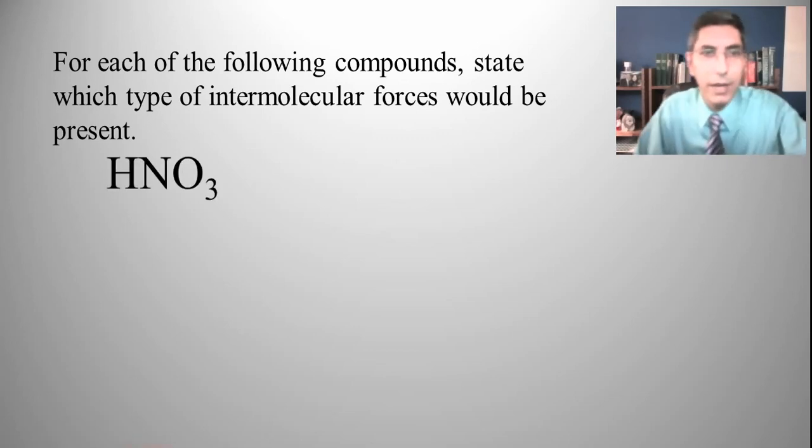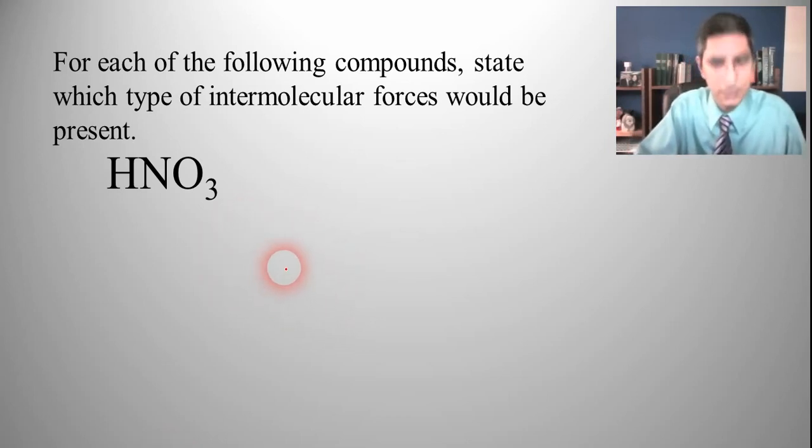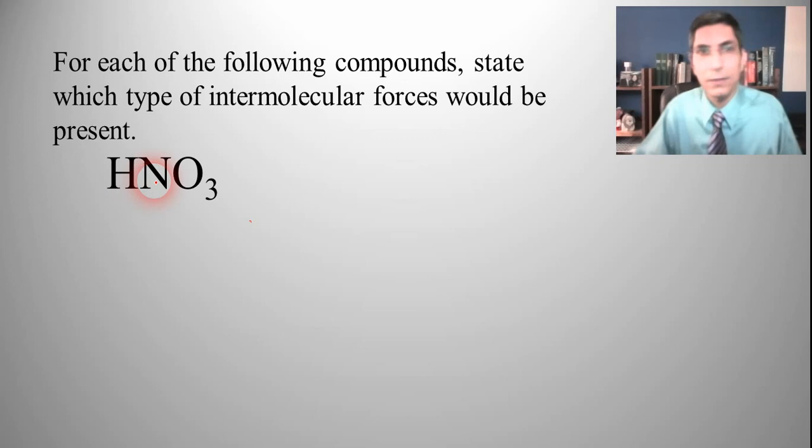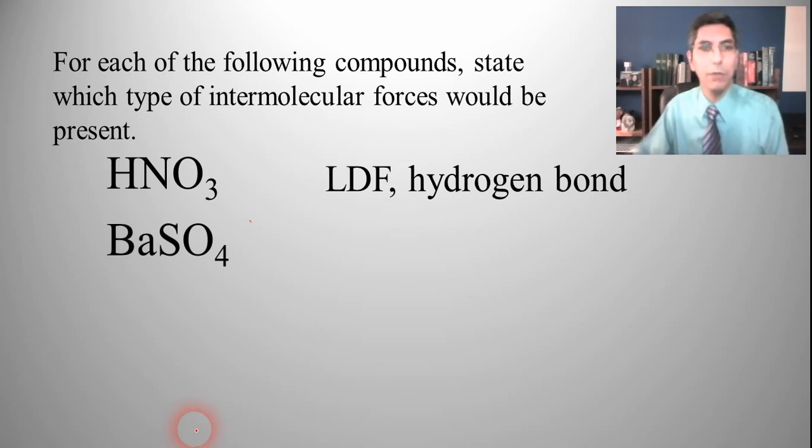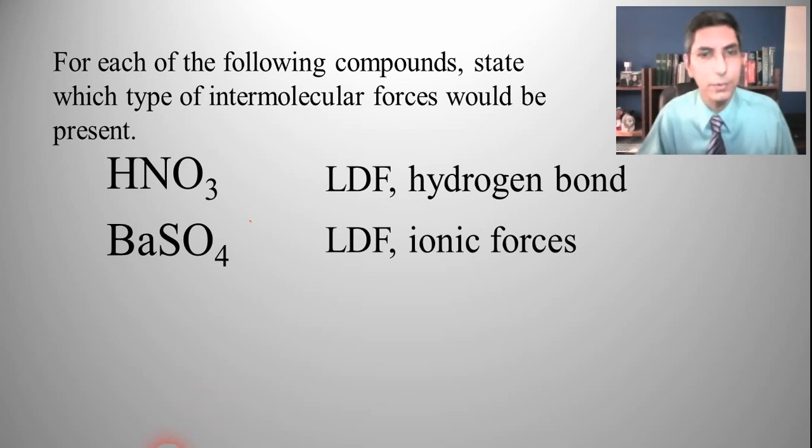So we'll start with HNO3. That looks like our nitric acid that we've dealt with before, our hydrogen nitrate compound. Now, remember, everything has London dispersion forces. You've got to start with that, okay? It also has hydrogen bonding because it has the hydrogen in there, and that hydrogen is bonded to the nitrogen. And so, yeah, that has hydrogen bonding in it. So that's how you determine it. What about barium sulfate? We look at that and say, there's a cation and an anion. So it's ionic forces. But don't forget LDF. Everything has London dispersion forces. So we've got to include that as well.